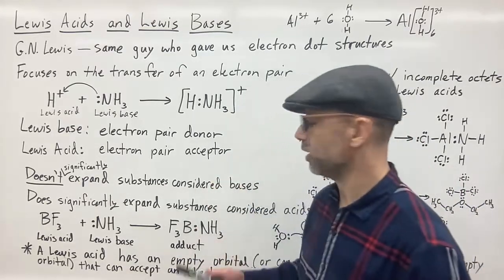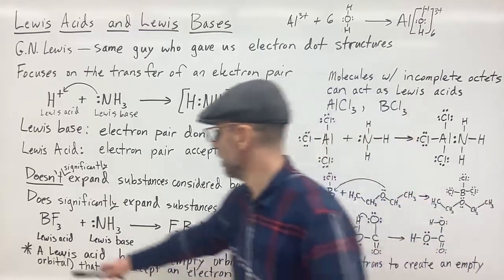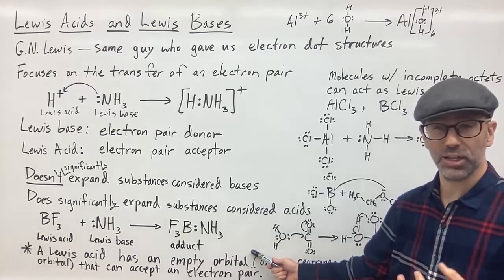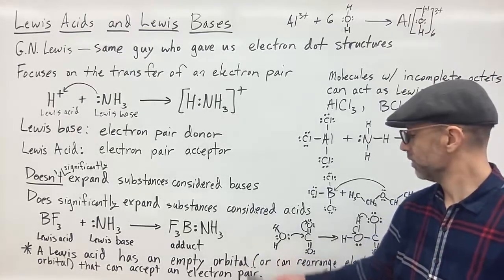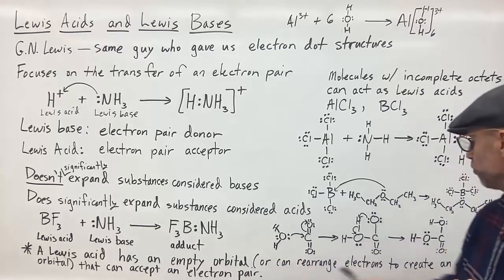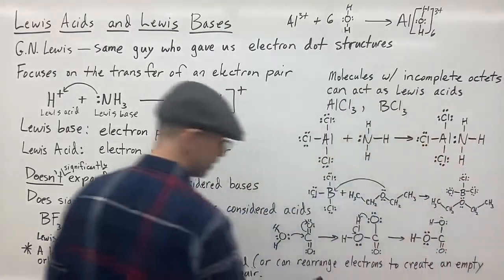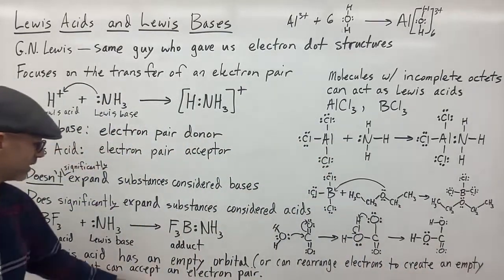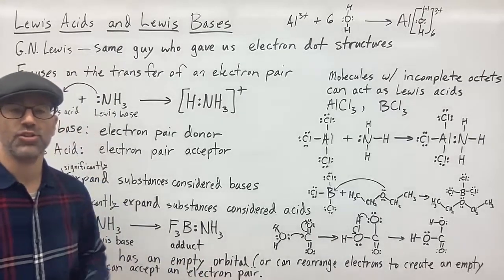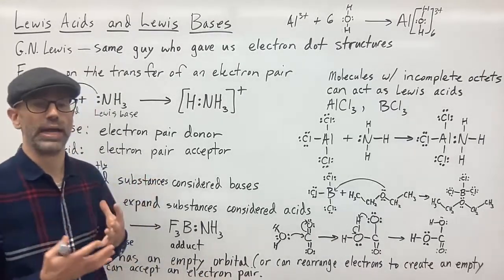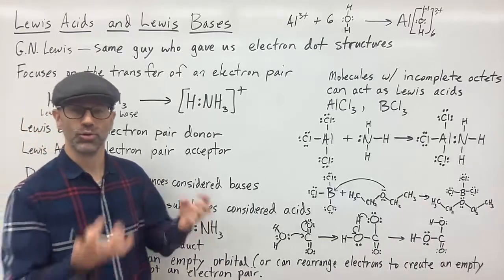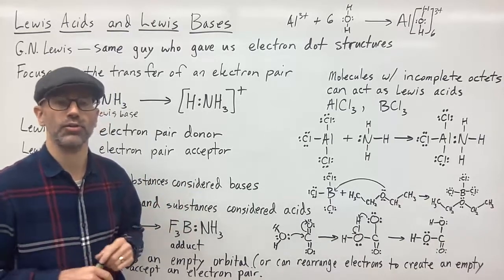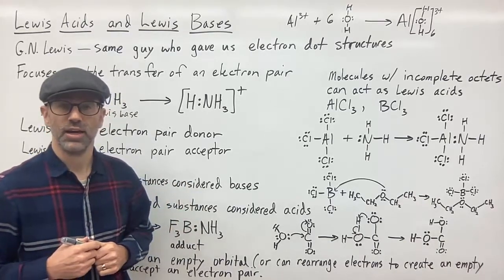One of the things we want to keep in mind that I just mentioned a moment ago is that a Lewis acid has an empty orbital. If your element has an empty orbital, or if it can rearrange the electrons to create an empty orbital, then it can accept an electron pair. So being able to have an empty orbital, or rearrange to have one, will allow you to accept an electron pair, and therefore you become an acid according to Lewis' definition of an acid.